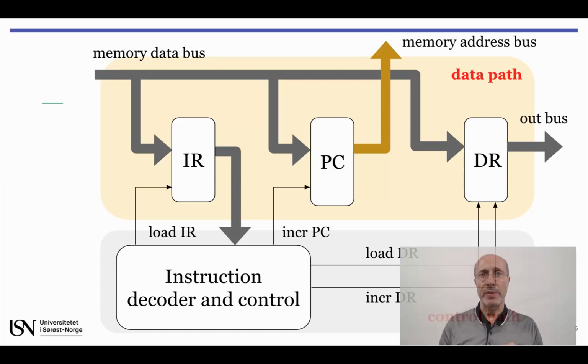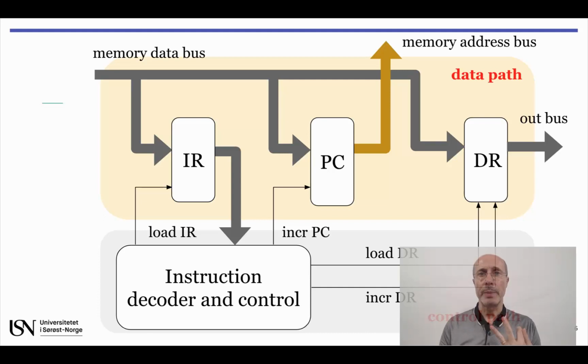The instruction register holds the instruction code while it is being executed. The program counter generates the memory addresses. The data register enables us to carry out some form of data operations. And the instruction decoder and execution control unit is responsible for coordinating the operation of all the other blocks.